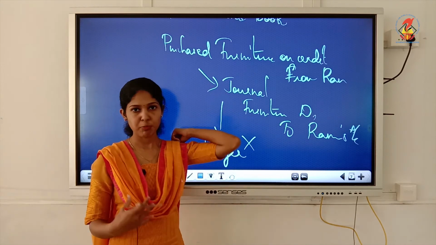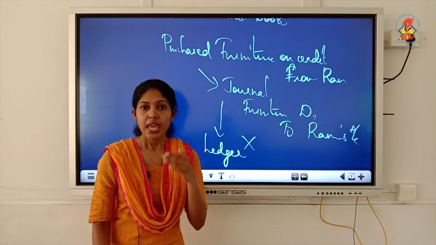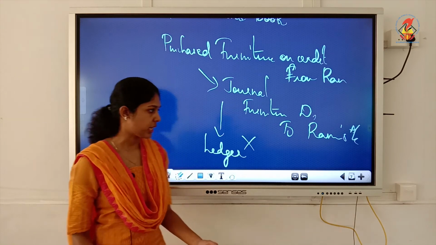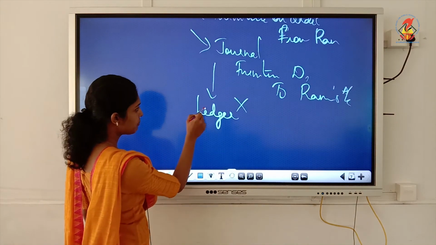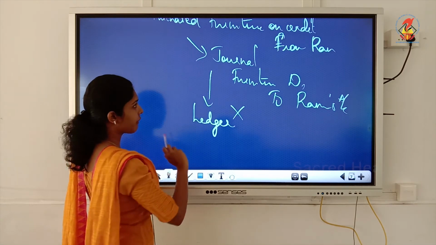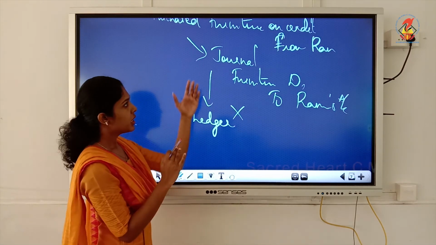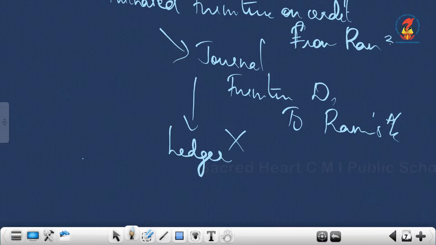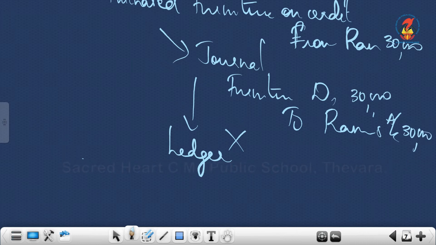The second type of error of omission is error of partial omission. You take the same example, the last example, purchased furniture on credit. We'll take the amount also for rupees 30,000. So, this is the entry we are supposed to write. Furniture account debtor to Ram's account 30,000.